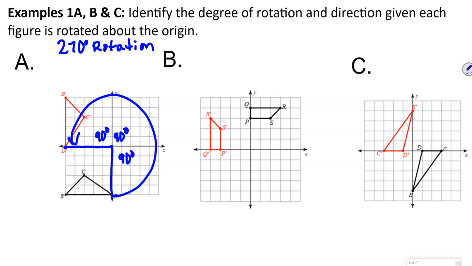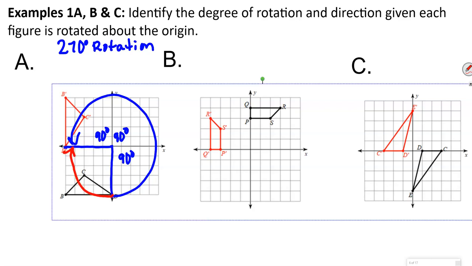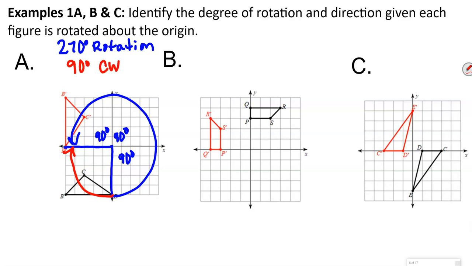Now, we're also going to talk about a clockwise rotation, okay? So that would mean we were rotating point D from there to there, right? So how many is that? One quadrant, 90 degrees, right? So that would be a 90-degree clockwise rotation, okay?